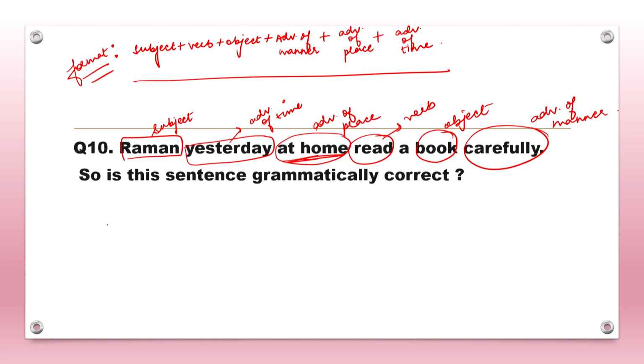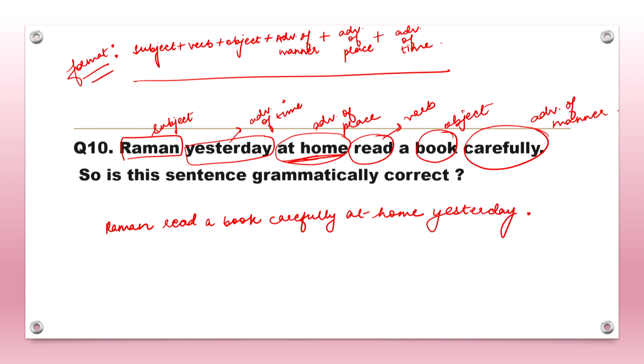So, first will come our subject, which is Raman. Next, verb, which is read. Then next comes your object, which is book. Then your adverb of manner, which is carefully, and then adverb of place, which is at home, and then adverb of time. So, the correct sentence is: Raman read a book carefully at home yesterday. So, this will be your correct sentence.